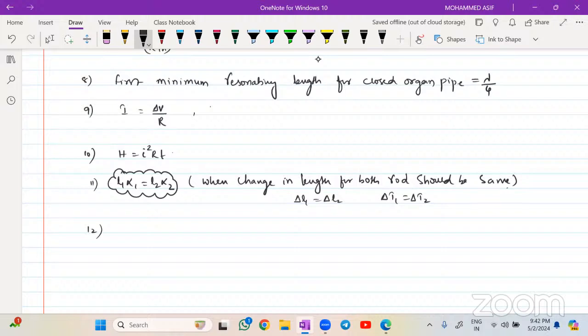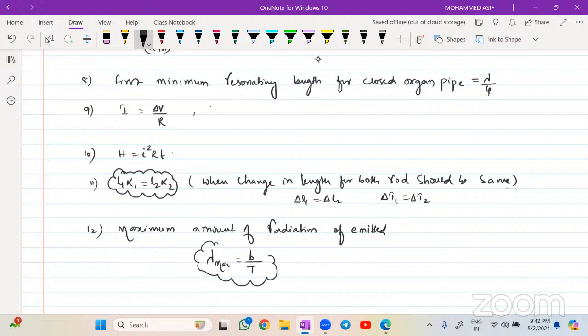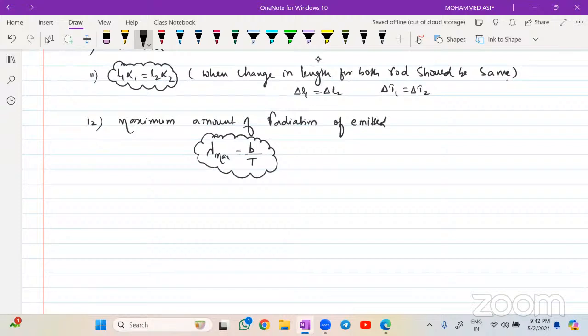Clear? The same way. Maximum amount of radiation emitted. Tell me any one formula. Lambda max is equal to b divided by T. Clear? T is your temperature in Kelvin. Okay, which is also called Wien's law or Wien's constant. Clear, beta? And one more very important formula from wave optics.